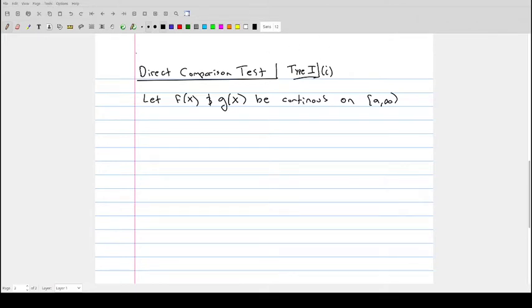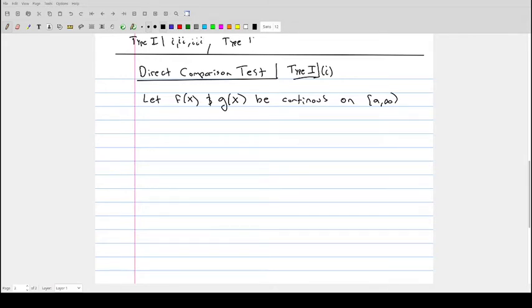So all of these tests will hold in general for type 1, subtypes 1, 2, and 3, as well as type 2 improper integrals, subtypes 1, 2, and 3. They just become a little bit more wordy because you have to deal with different scenarios in each. But both the direct comparison test and the limit comparison test will hold in both cases.